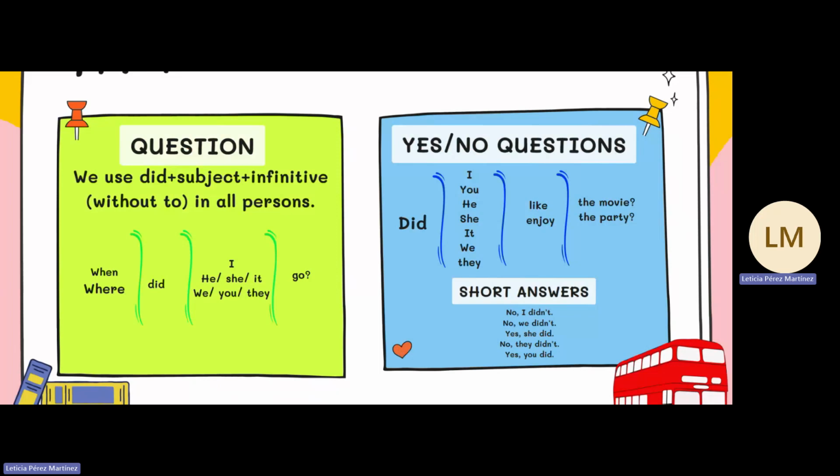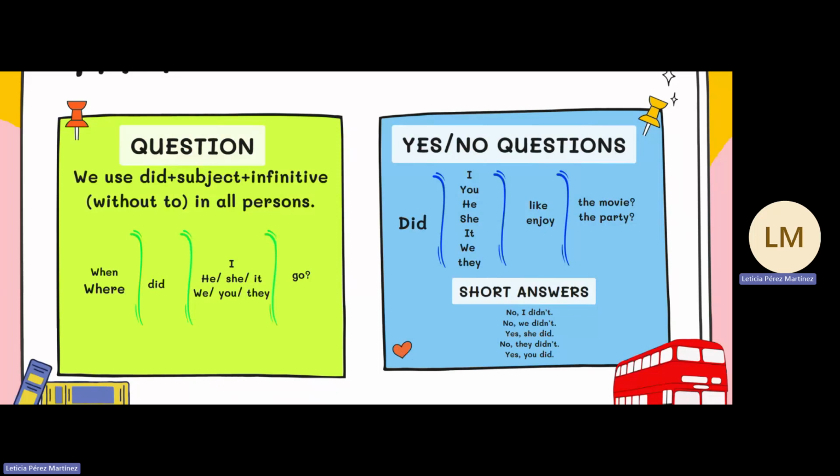Okay, another could be using another WH question. For example, we have here where. Where did I go? Where did you go? Where did he go? Where did she go? Where did it go? Where did we work? Where did they work? Okay, so this is the simple form of the verb in the past tense. And now we have the answers, yes, no questions.